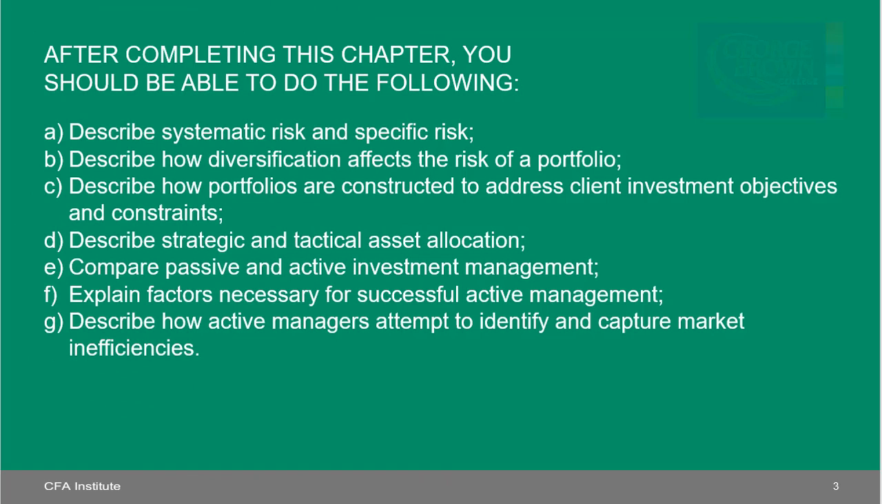The learning outcome statements for this chapter are Learning Outcome Statement A, describe systematic risk and specific risk. B, describe how diversification affects the risk of a portfolio. C, describe how portfolios are constructed to address client investment objectives and constraints. D, describe strategic and tactical asset allocation. E, compare passive and active investment management. F, explain factors necessary for successful active management. And finally, G, describe how active managers attempt to identify and capture market inefficiencies.